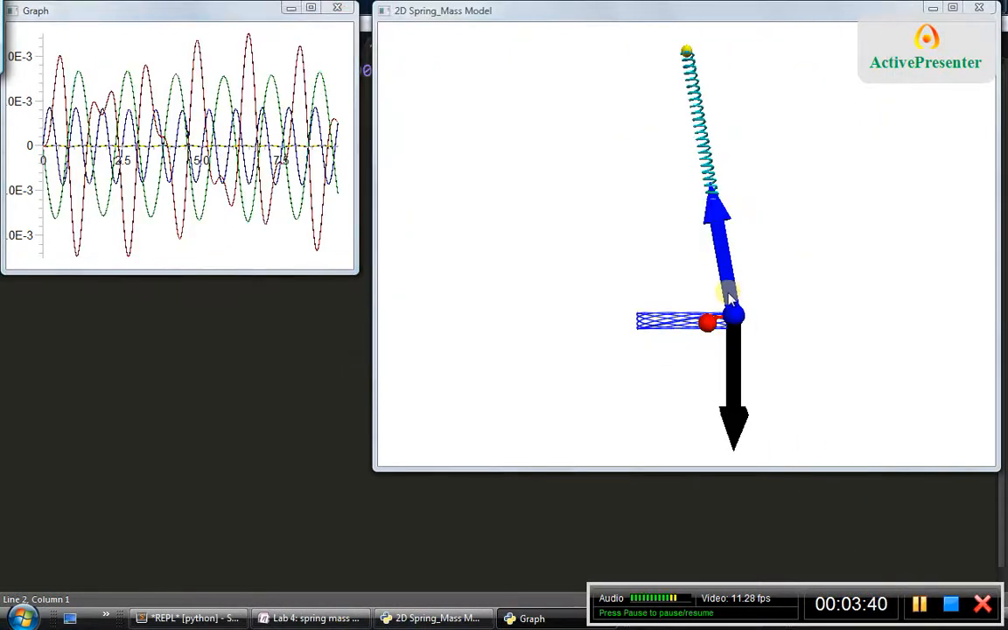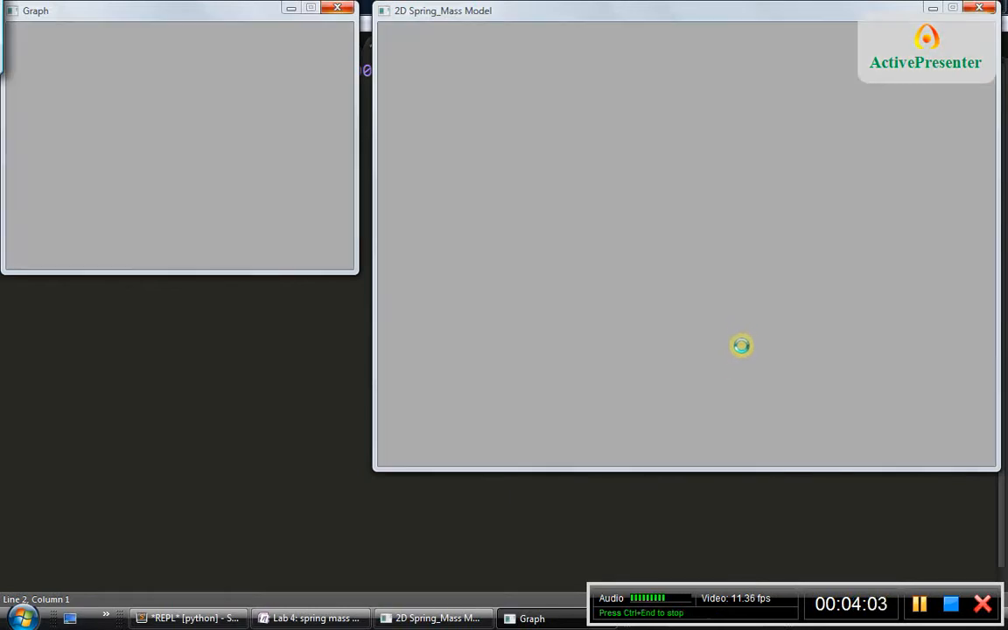You can see that the blue arrow, which represents the spring force, is always directed towards the point of suspension, and it is always upwards because during the entire motion, the spring is stretched. And the black arrow represents the gravitational force acting on the mass, that is the weight of the mass, and it is always vertically downwards and of fixed length and magnitude.